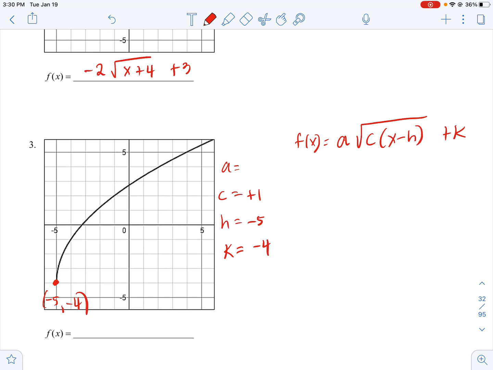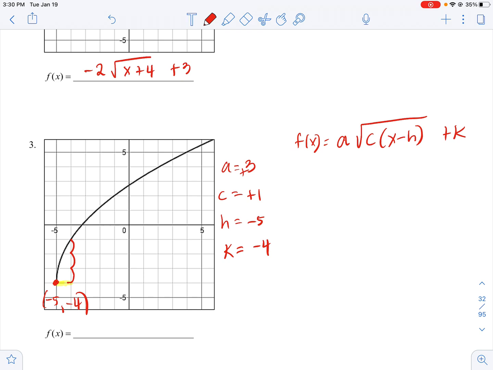And then for the a, remember, the step is you go 1 to the right or 1 to the left, depending on where your graph is traveling. So I'm going 1 to the right, and I'm going to count how many times I went up till I reach the graph. 1, 2, and 3. So I traveled 3 times up. So my a is going to be a positive 3.